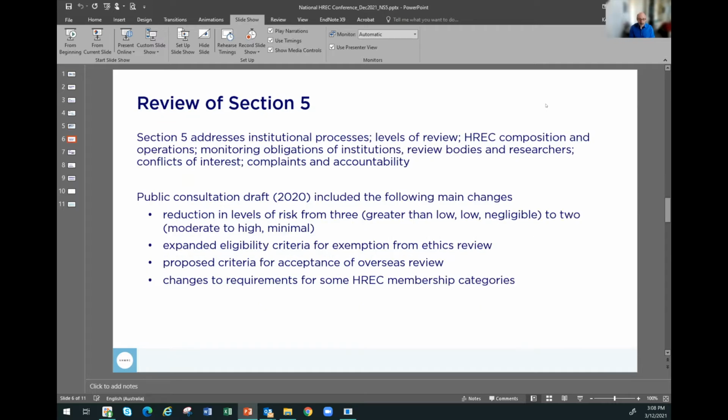So, for those of you who are familiar with the national statement, which you all hopefully would be, Section 5 is a little bit different. It doesn't address so much the content of research and how to approach it and ethical principles. It addresses processes, including institutional processes for levels of review, HREC composition and operations, monitoring obligations of institutions, review bodies, and researchers, conflicts of interest, complaints, and accountability. So a bit of a grab bag, all in one section.